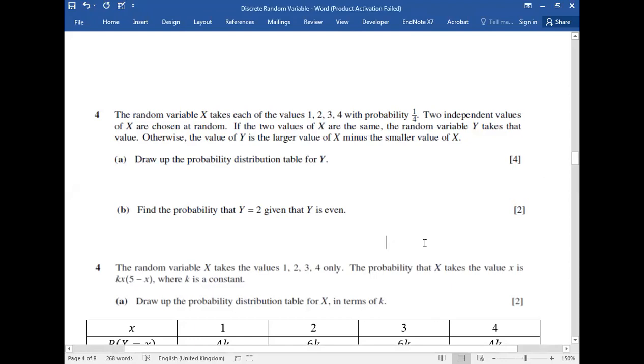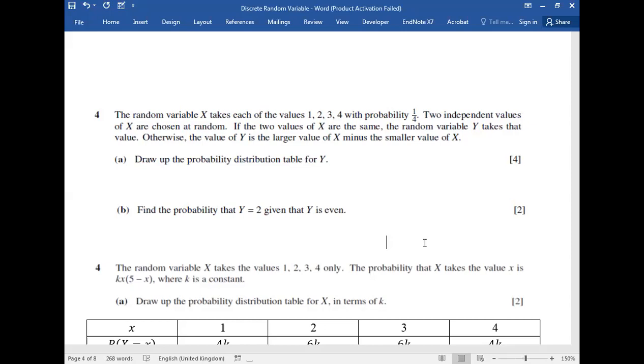Two independent values of x are chosen. We have been doing such questions with different dice and other different spinners or things like that. But here they have not given us an apparatus, but they've just named the four values that x may take. Two independent values of x are chosen at random. If the two values of x are the same, the random variable y takes that value. Otherwise, the value of y is the larger value of x minus the smaller value of x.